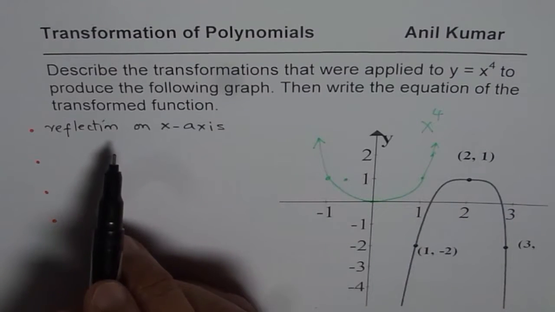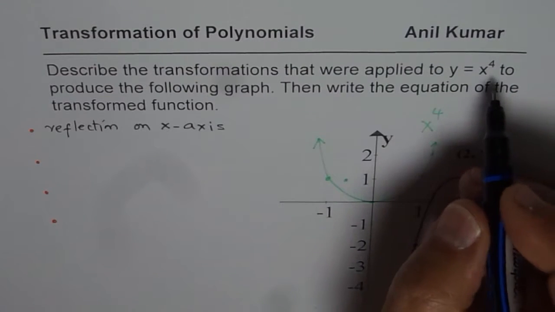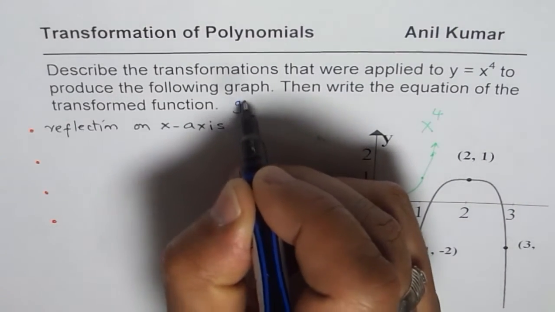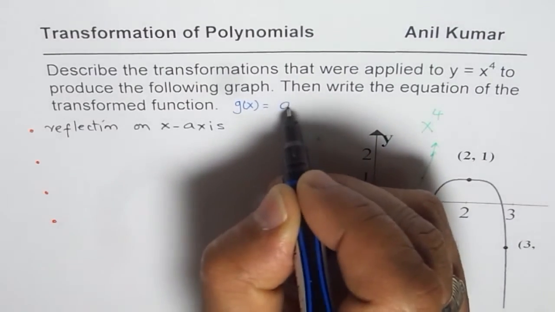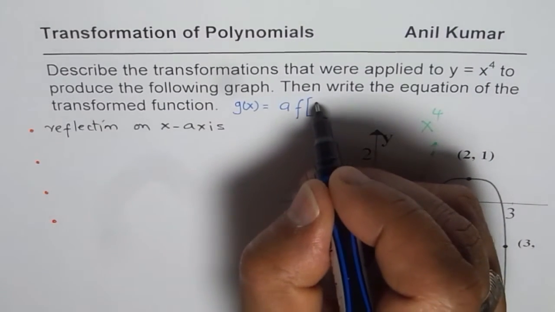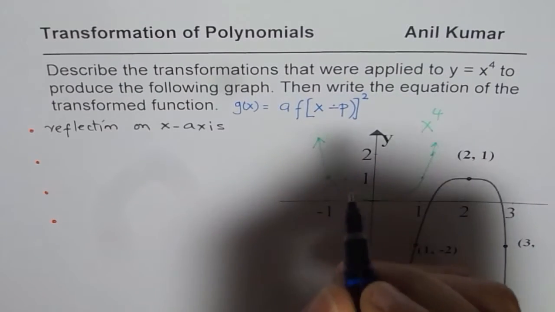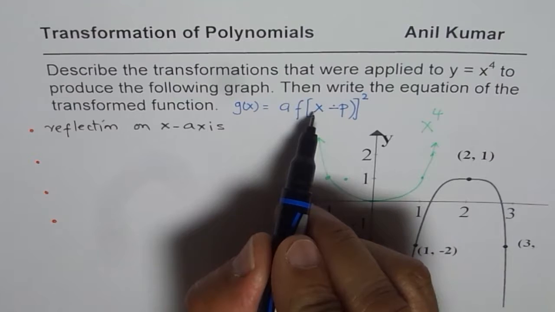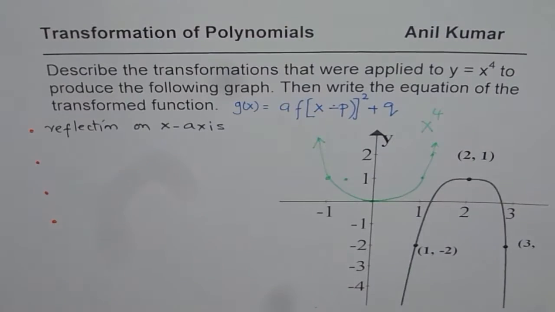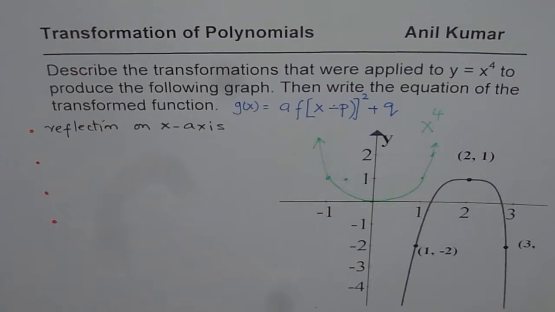Now, the second part is to consider the stretch. What I mean to say is that we're looking for a transformed function g of x equals a times f of, in this case, x to the power of 4. So we'll write (x minus p) to the power of 4. We will consider the horizontal stretch or compression as 1 for simplicity, plus q. That is the kind of equation we want to arrive at. So we'll describe this transformation in these steps.